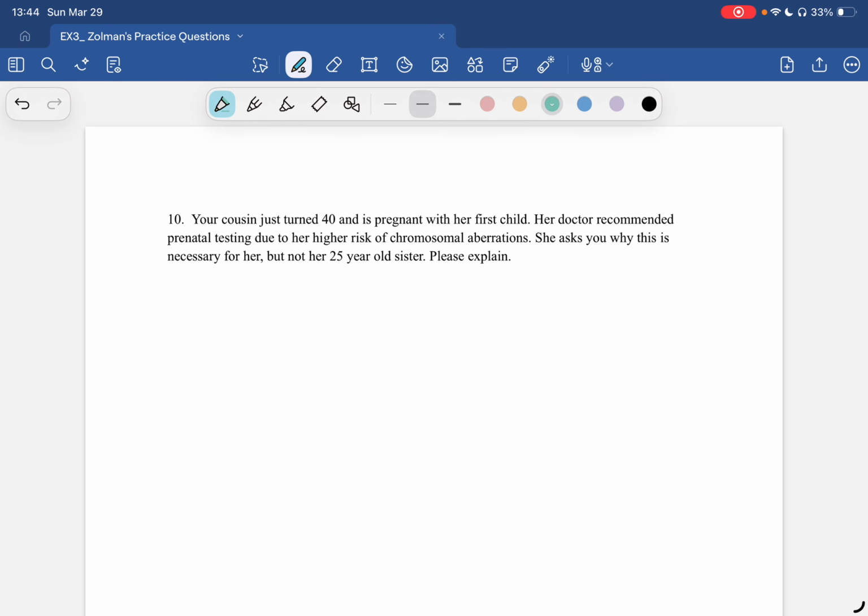Your cousin just turned 40 and is pregnant with her first child. Her doctor recommended prenatal testing due to her higher risk of chromosomal aberrations. She asks you why this is necessary for her, but not for her 25-year-old sister. Please explain. So, at birth, females have all of their oocytes, and meiosis resumes with each menstrual cycle. Therefore, all of the paired chromosomes are maintained for decades.